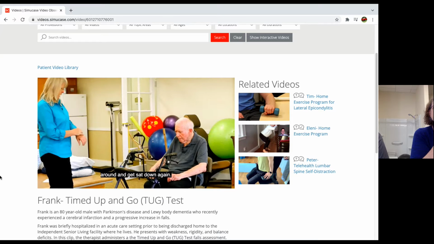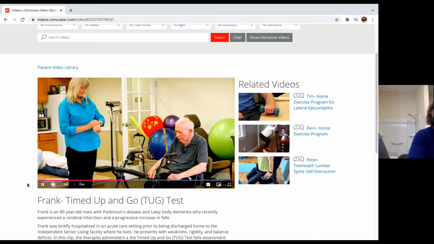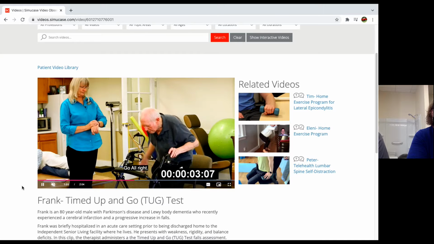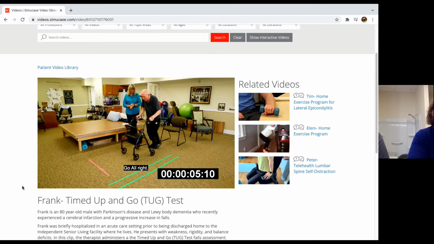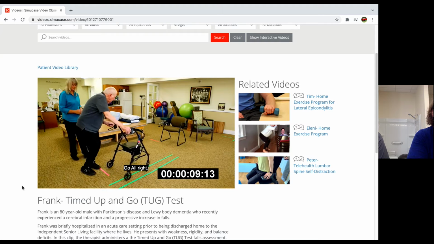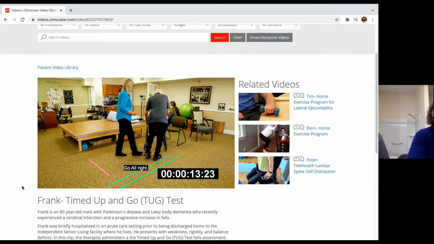So this allows us the opportunity to watch Frank doing that assessment, but also we can stop and pause and look at his posture when he's completing it. We can notice how he rose. We can look at his gait. You can see here he has a little bit of that Parkinson's shuffle, with difficulty turning around.